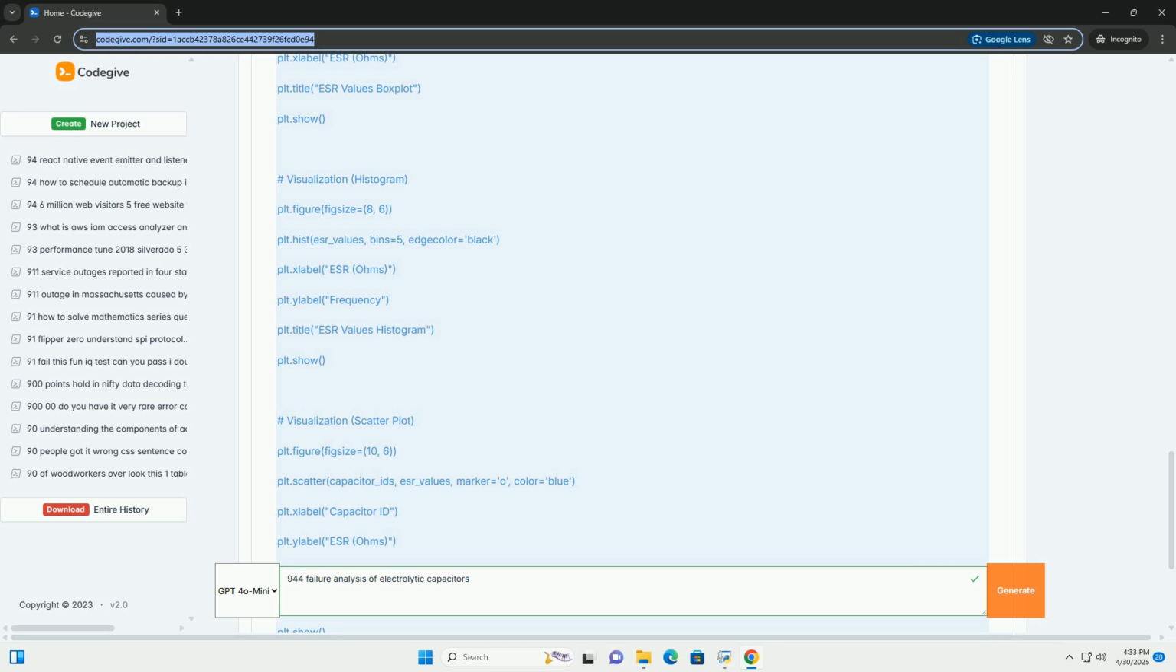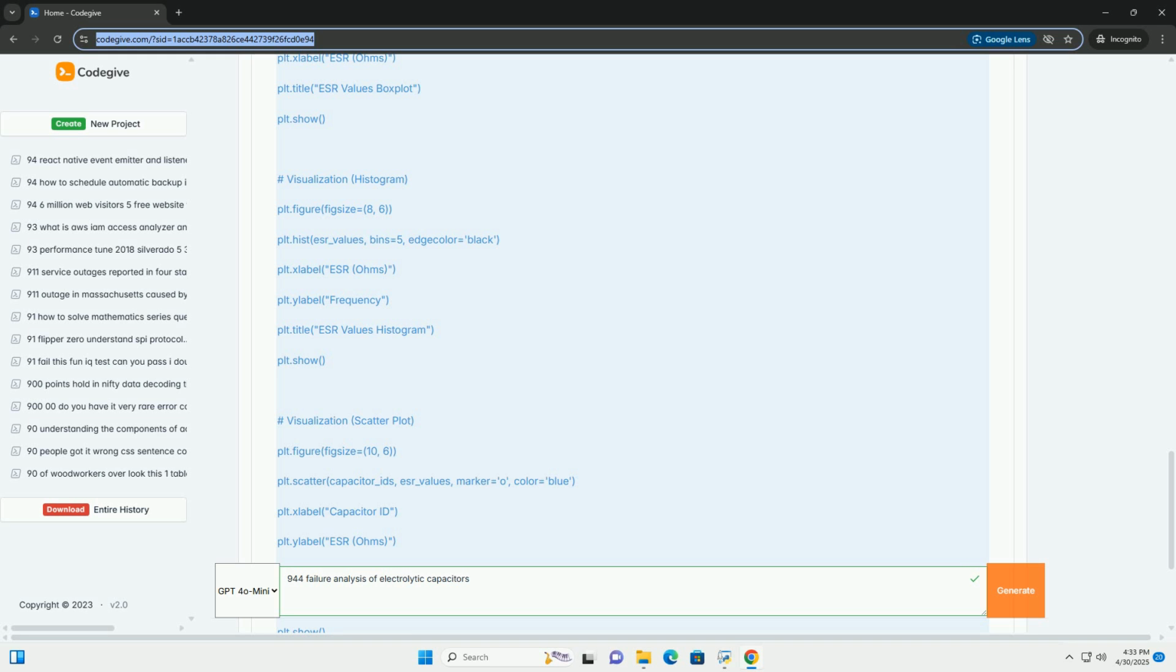2. Common failure modes in electrolytic capacitors. Electrolytic capacitors are known to degrade over time, especially when subjected to heat, high ripple current, and voltage stress. Here are the most common failure modes. 1. Drying out / electrolyte loss.